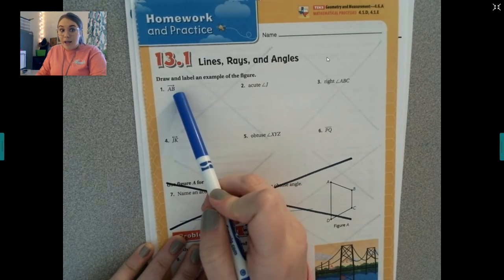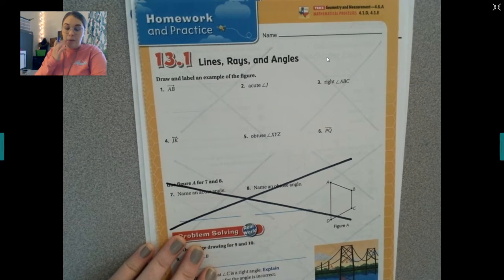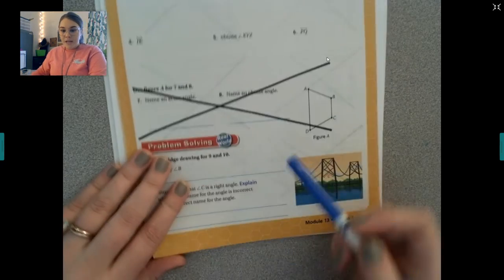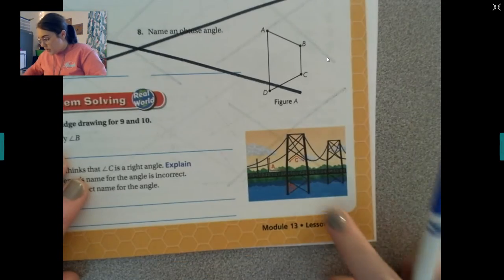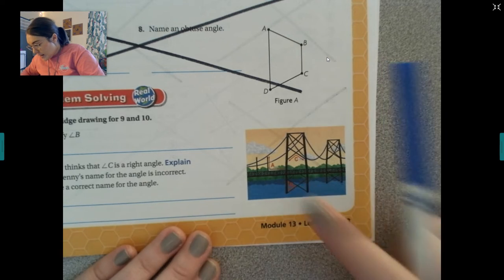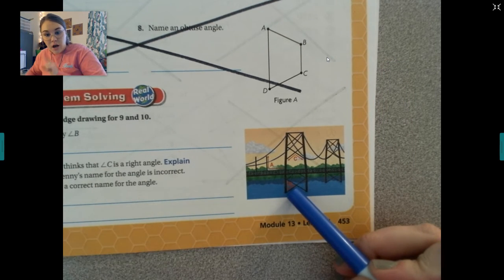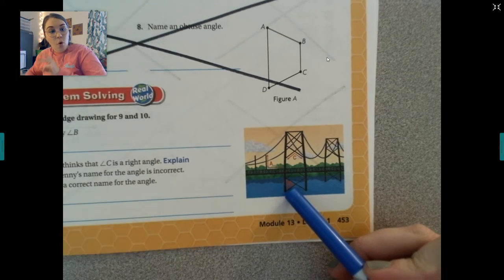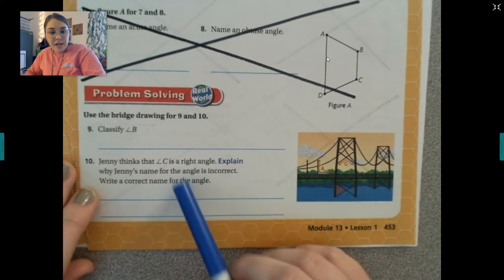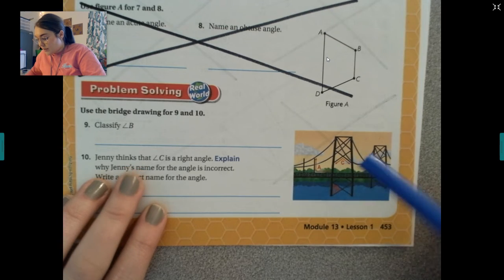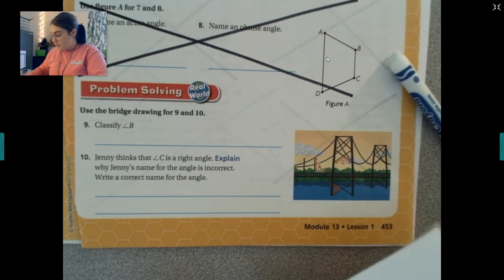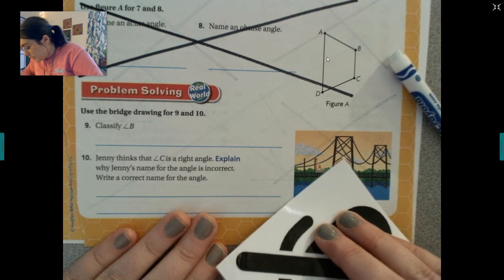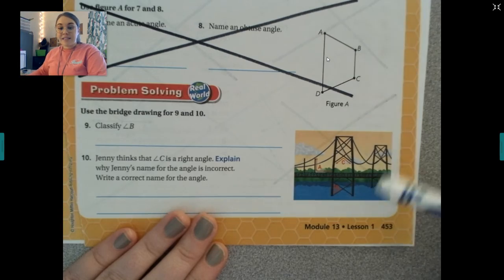So do not just draw it, you have to label it. If you do not label it, I will take points off. So draw and label. Down here, you are going to classify angle B. It's kind of hard to see, but you're going to tell me, is that angle acute, obtuse, or right? Then Jenny thinks that angle C is a right angle. Explain why Jenny's name for the angle is incorrect. If I put it in here, it's not a right angle. What angle is it? And tell me how you know that.